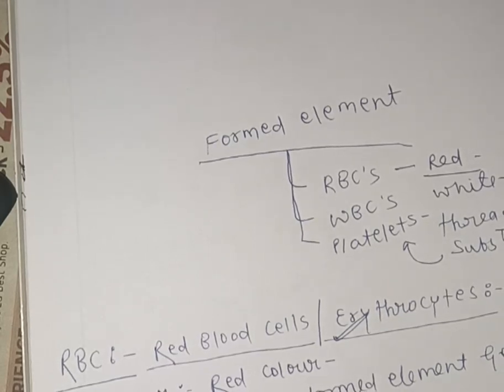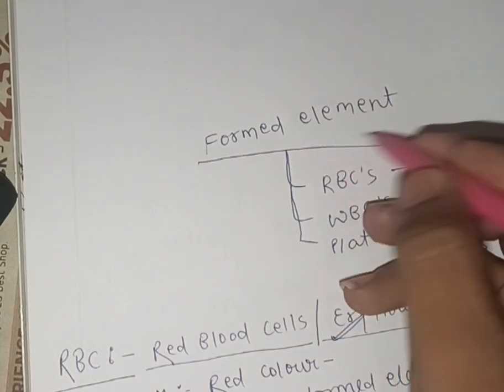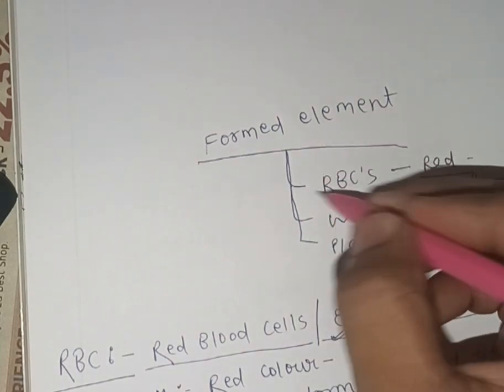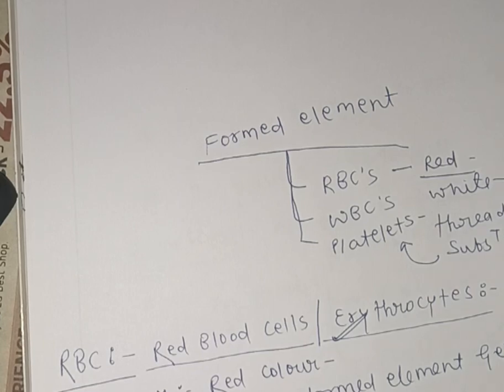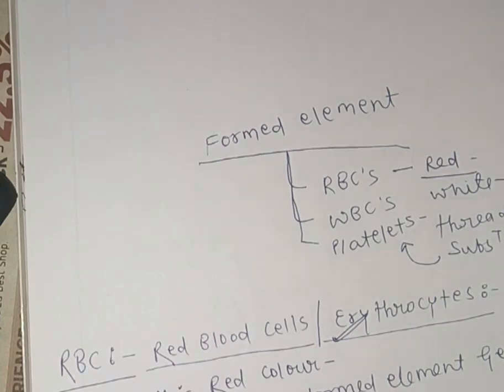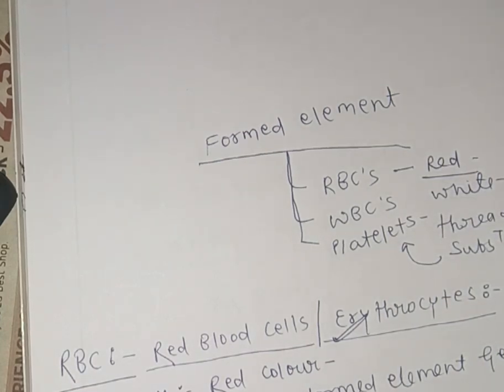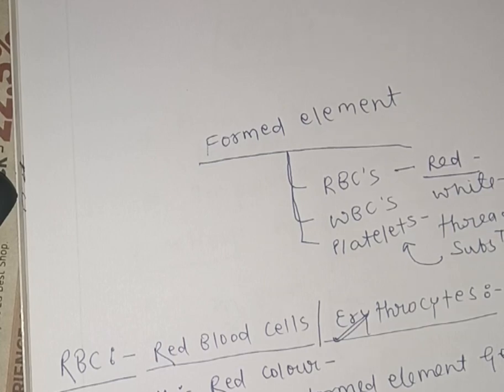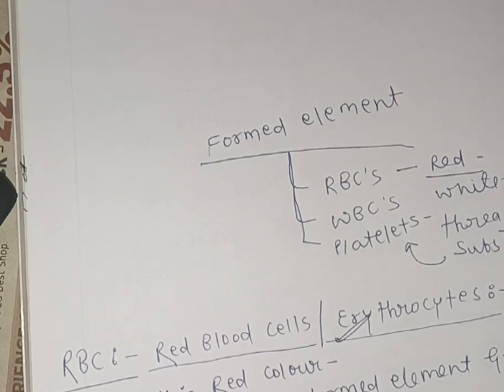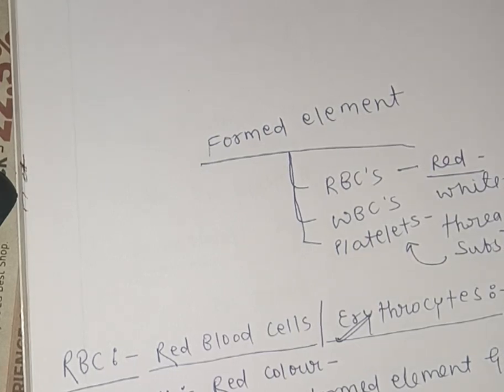So far we have covered what the formed elements are. In the formed elements, RBC, WBC and platelets are there. We will talk first about the RBC. RBC are red blood cells or erythrocytes, and their color is especially red.